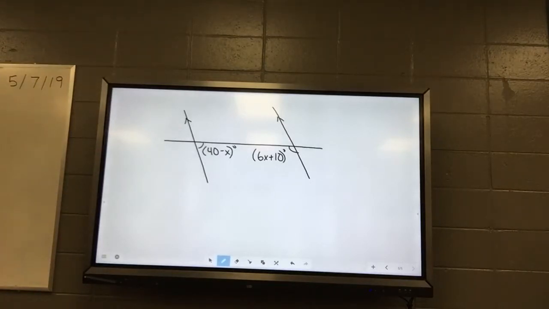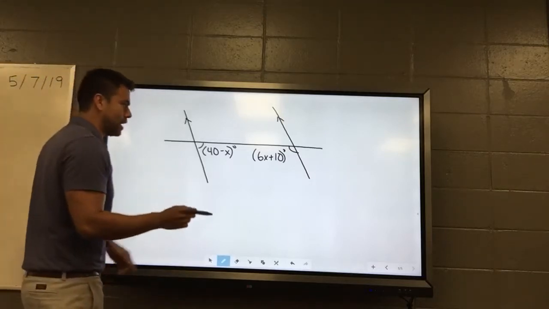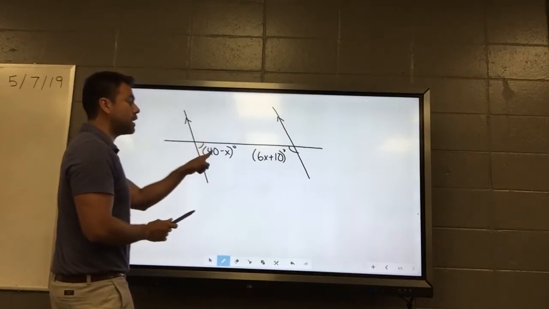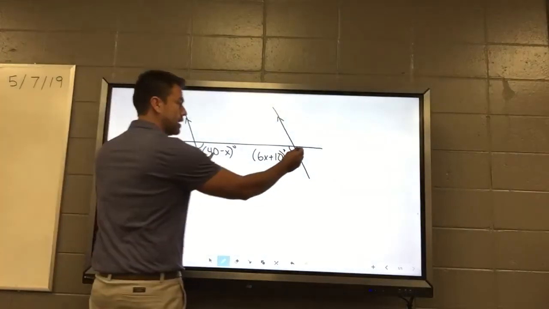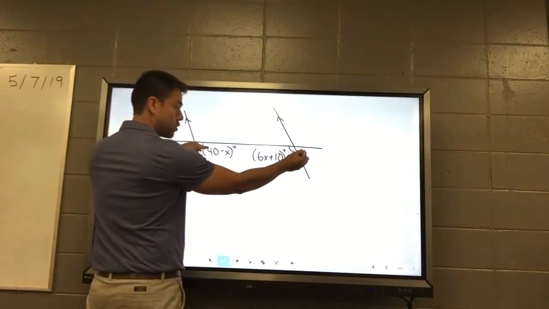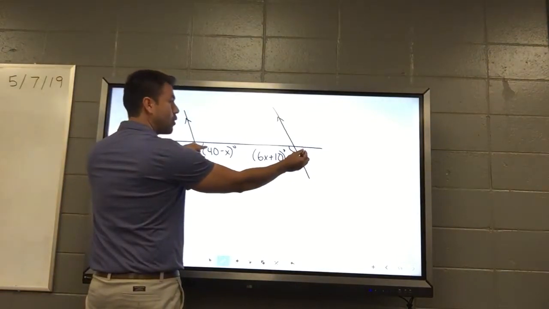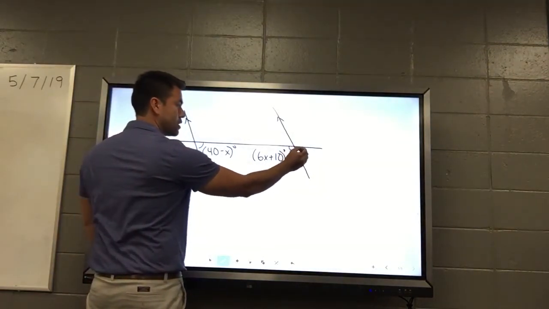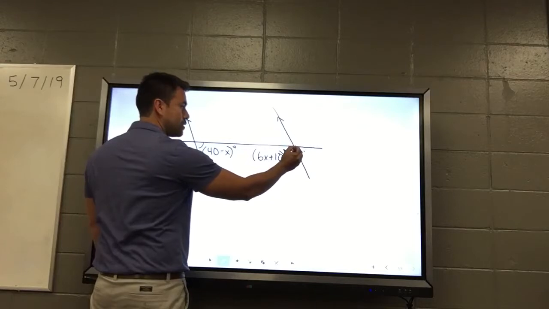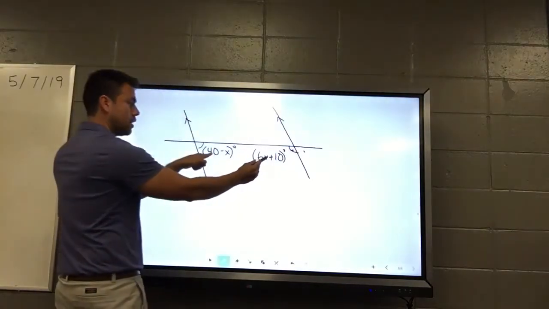No. Okay. But they do relate to one another. They are supplementary. Before you get too upset with that, the corresponding angle to this angle is right here. These are corresponding. But what do I know about this angle and this angle, for example? They have to add up to be 180. So what do these two have to add up to be?